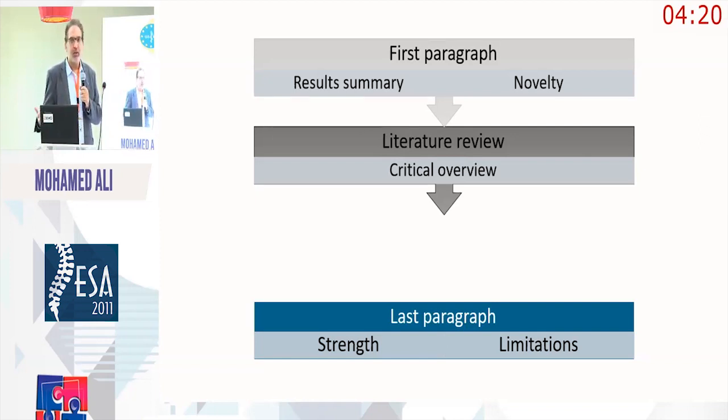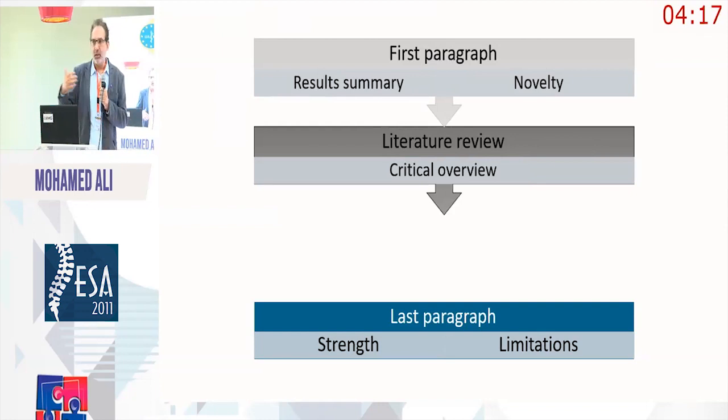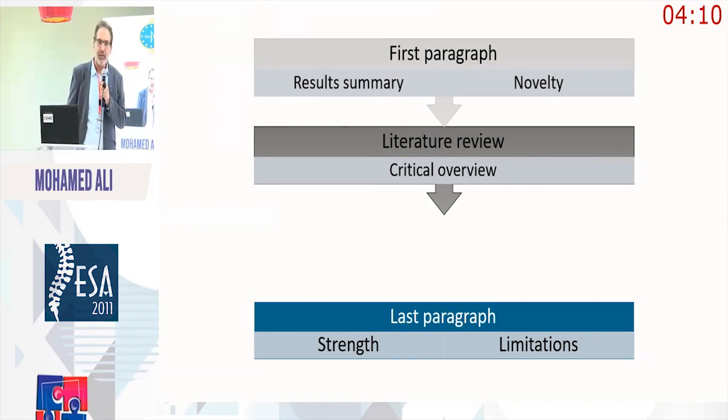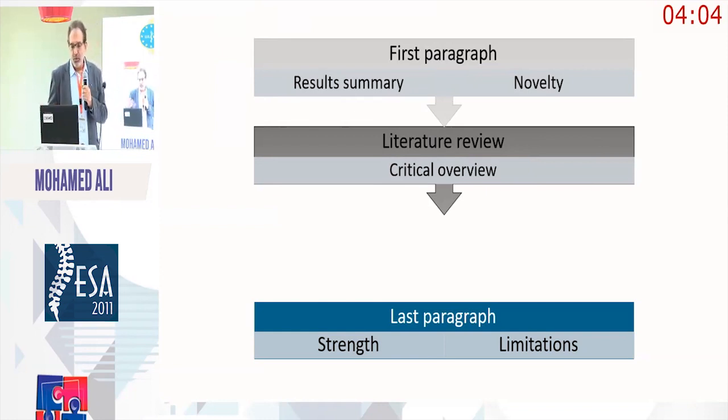I think also the last paragraph should focus on the limitations and the strengths. And I think this should be done in a tactful way. You are not going to say this is a weakness. No, you should say what the weakness is, why, and the other strengths. The other usually two paragraphs are for the literature and implications.